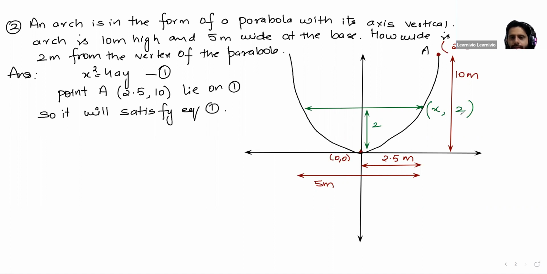Now the y coordinate is given, 2 is given. You need to find the x coordinate. So what you need to do, just find the equation of this parabola. Then for this point x comma 2, find the value of x. And from x, you will get the complete width. Value of x means you will get this distance. Multiply that with 2, you will get the complete distance.